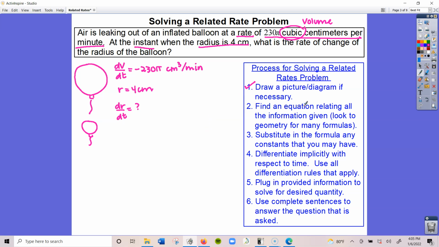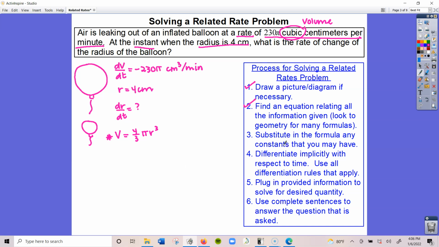The next step is to find an equation that relates all of the information given and look to geometry for many formulas. We have done a lot of the formulas right before, and just in case, I also gave you in class the reference sheet of all of those formulas. Since this is dV/dt, that must mean that I'm going to have to use the volume, and the shape of a balloon is a sphere. So I'm going to use the volume of a sphere, which is 4/3 pi r cubed. So I have identified the equation that relates all of this.